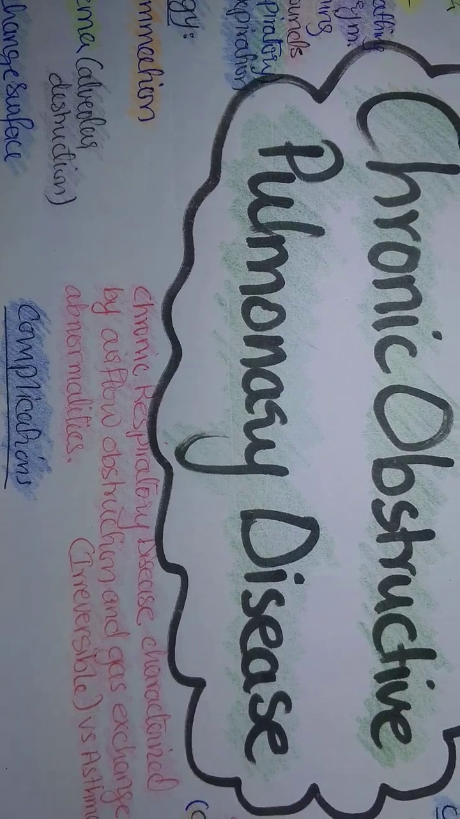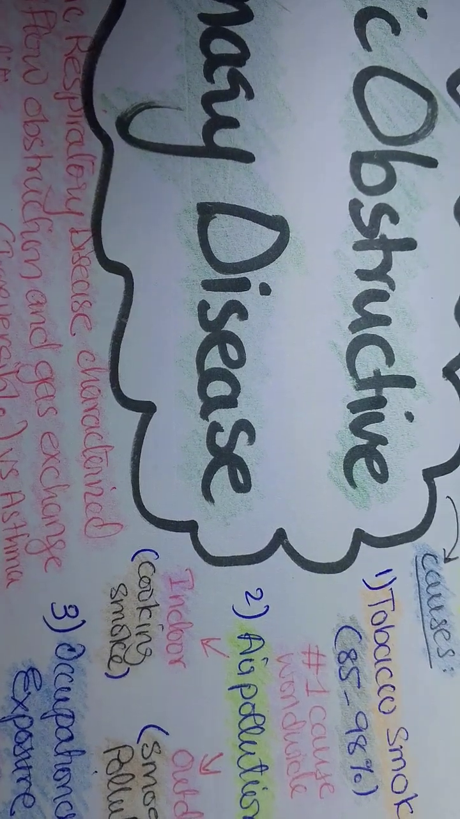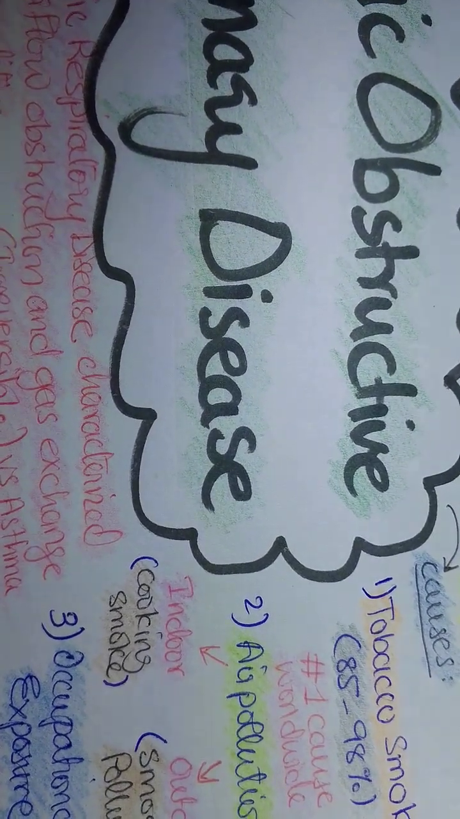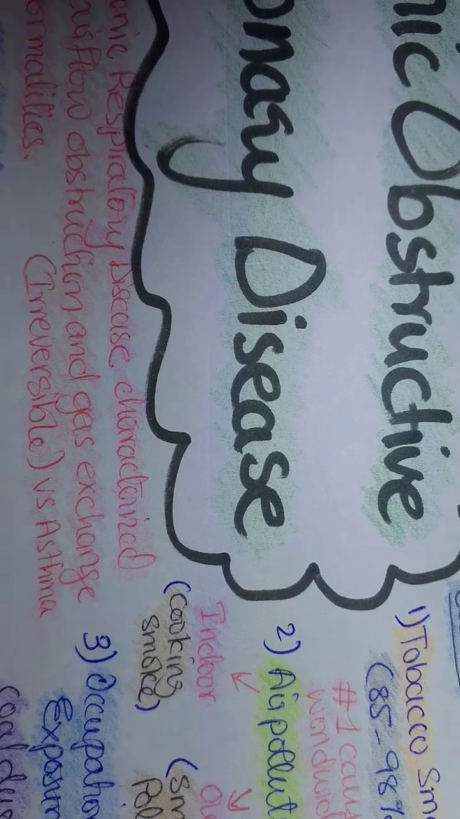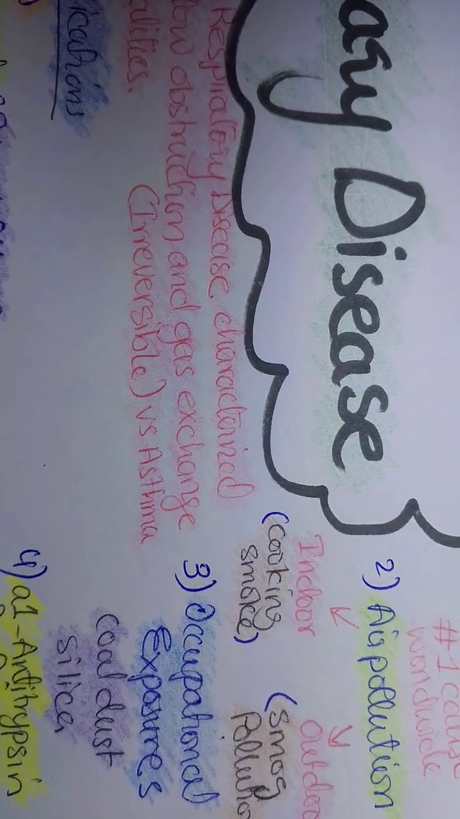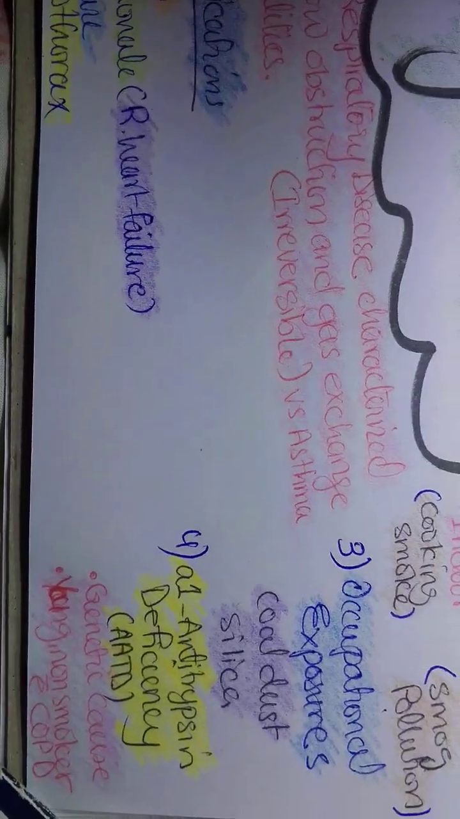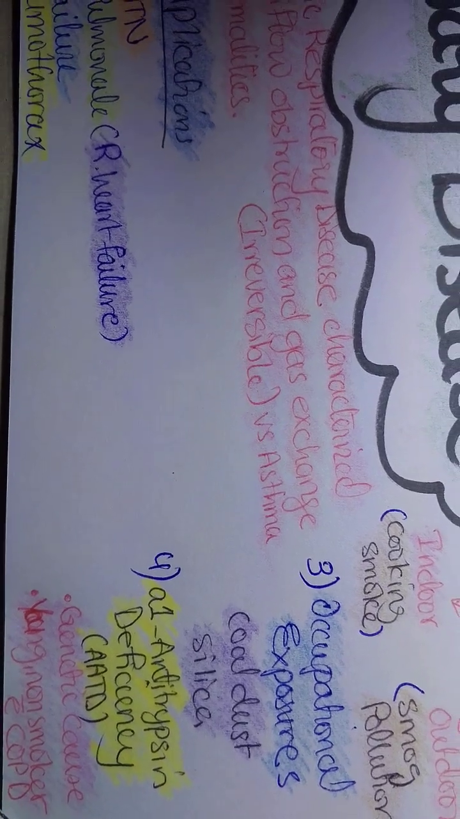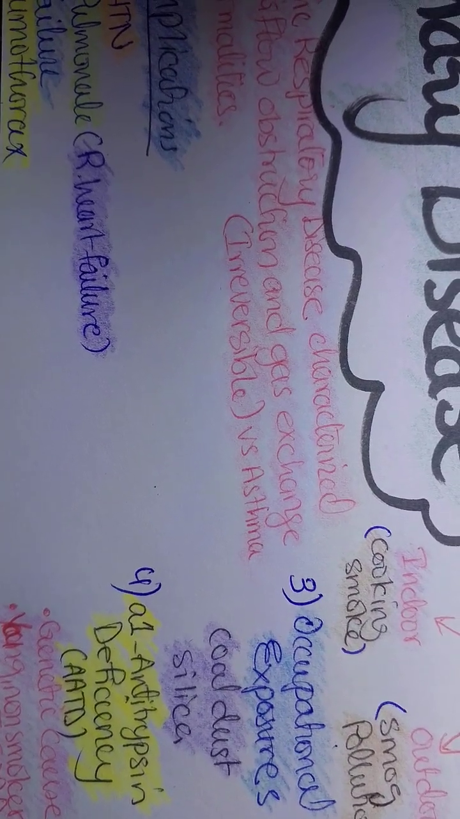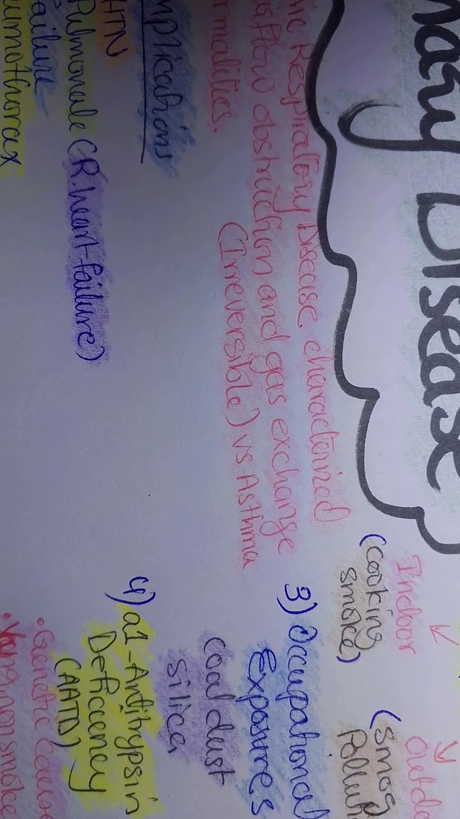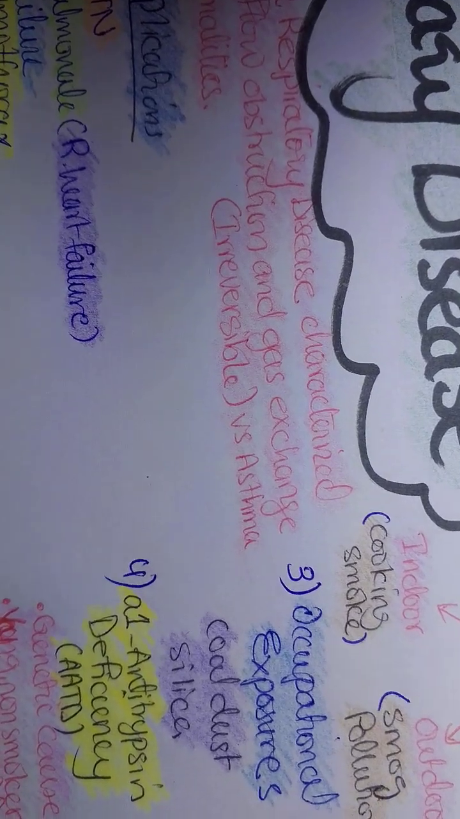So the main cause is tobacco smoke, which is responsible for 85 to 90% of cases, but air pollution and occupational exposure also contribute. There is also a genetic form, alpha-1 antitrypsin deficiency, or AATD. So if there is a young patient with COPD who never smoked, always think of alpha-1 antitrypsin deficiency.